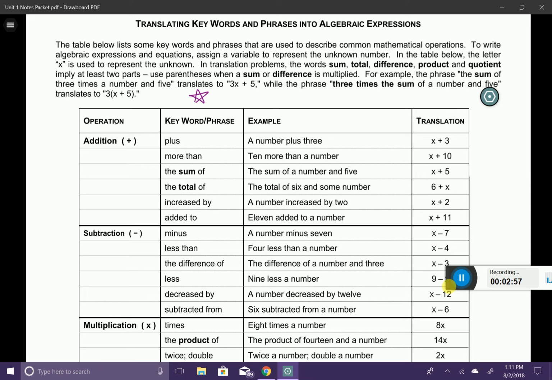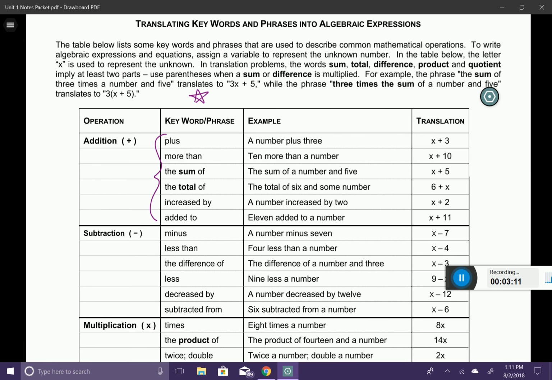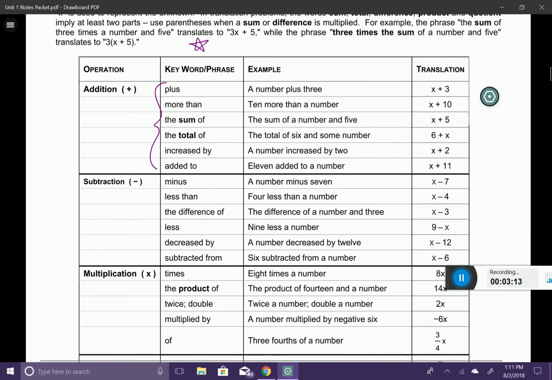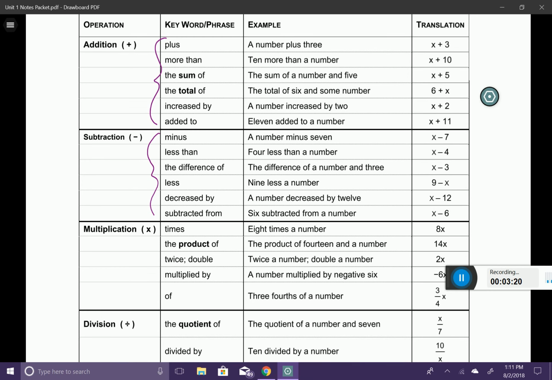So you can see that everything is broken down by the operations. So here I have some words for addition, such as plus or more than, the sum of, the total of, increased by, and added to. You've probably heard these before. So when you hear those words, they mean to add. And then if I scroll down here, some subtraction words. These should look familiar as well. Minus, less than, the difference of, less, decreased by, subtracted from. Another one that's not on here is fewer. Those are common subtraction words.